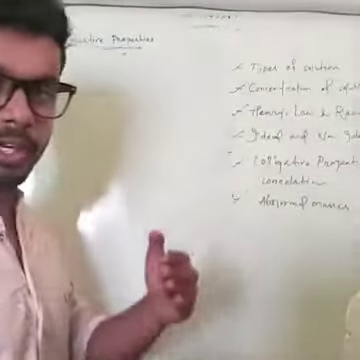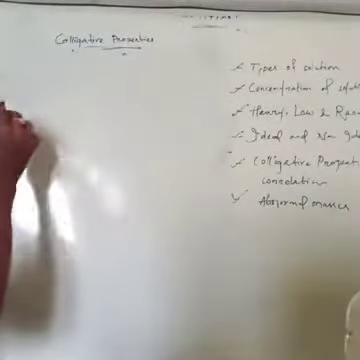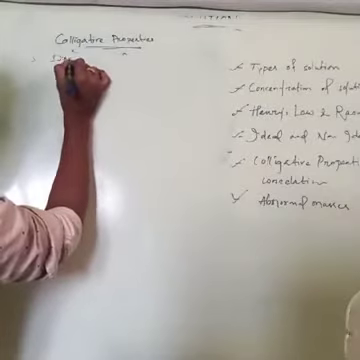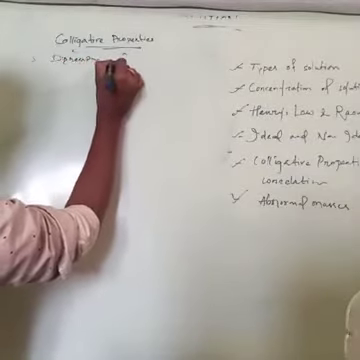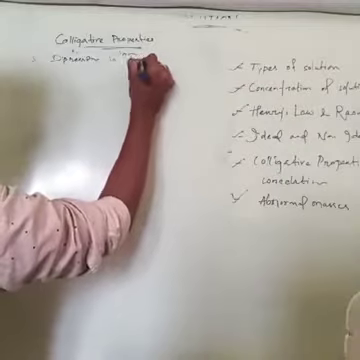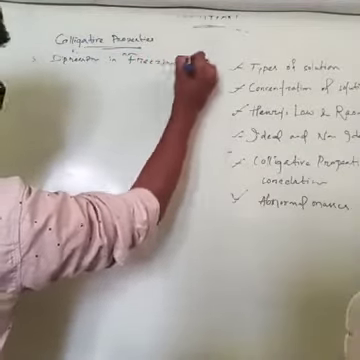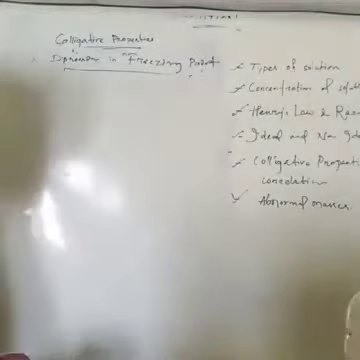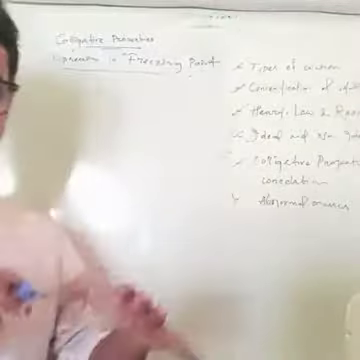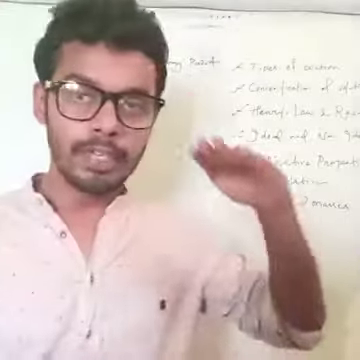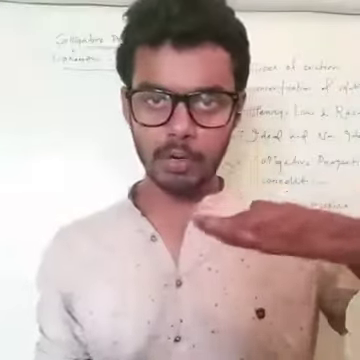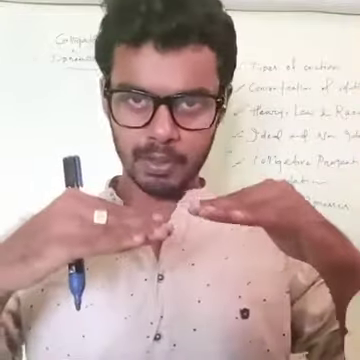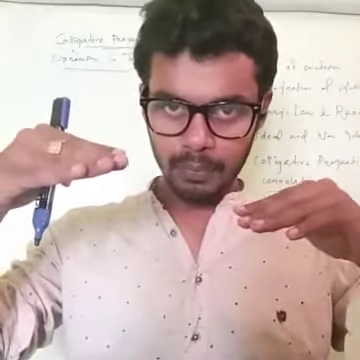The next colligative property is the third one, depression in freezing point. So what is freezing point? It is the temperature at which the vapor pressure of a liquid is equal to the vapor pressure of the solid.